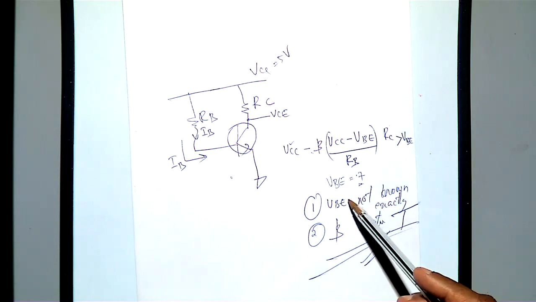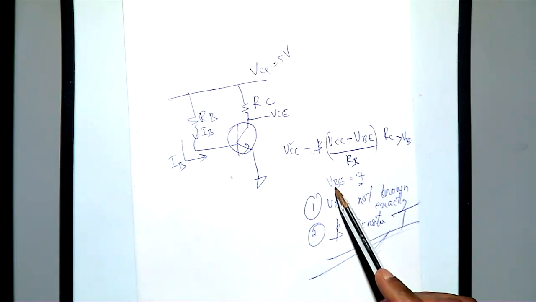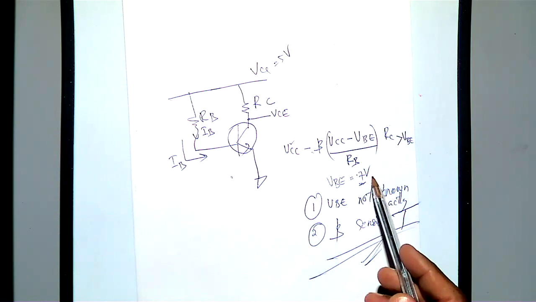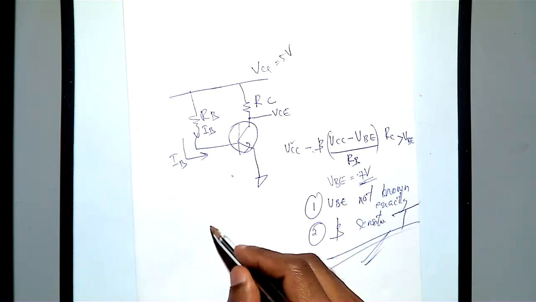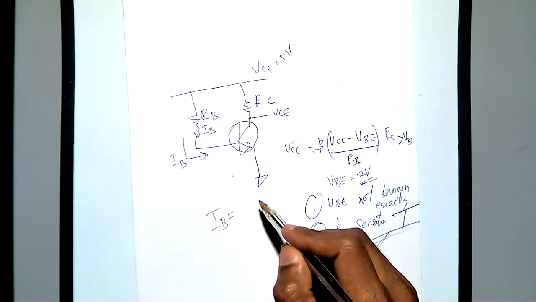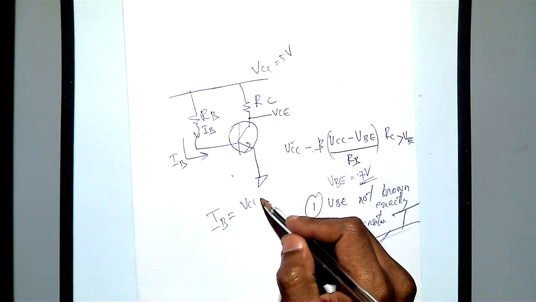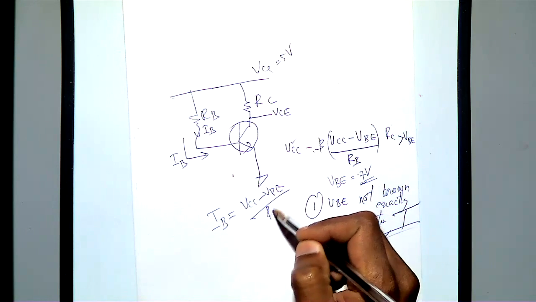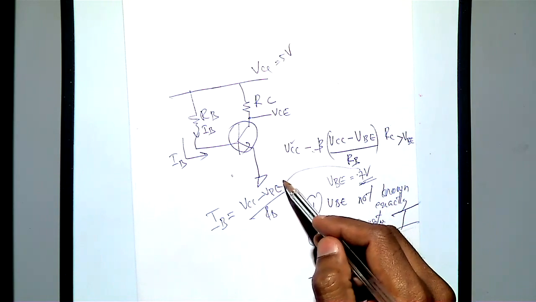Then coming back to this VB issue. Maybe I don't have any other option, I don't know any other biasing, so I will choose VB equal to 0.7. Then somebody asks, how can you make sure that VB equal to 0.7 is correct? What I can do is take VB equal to 0.7, and I know IB, which is equal to (VCC minus VB) by RB.